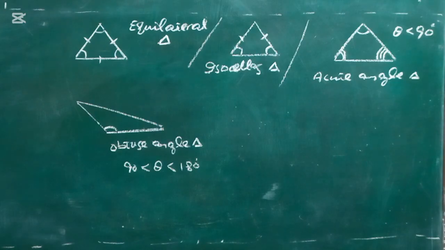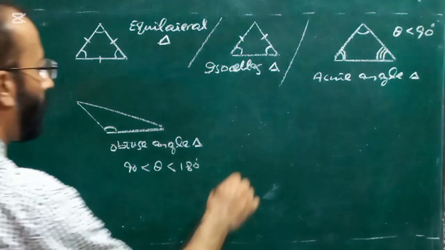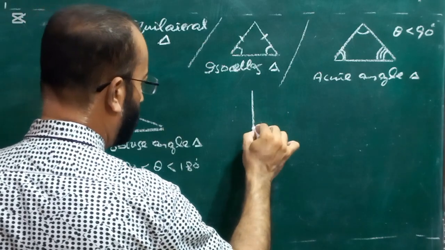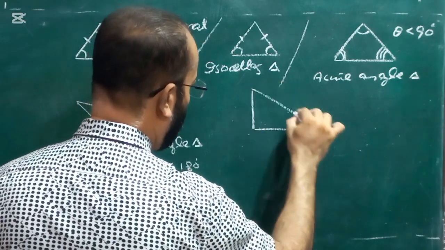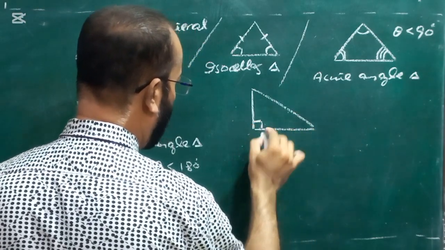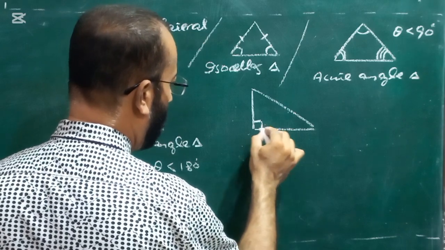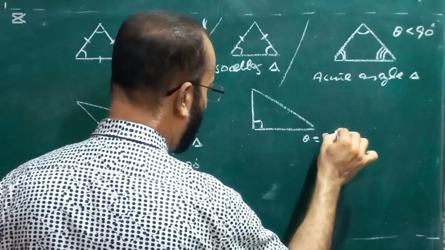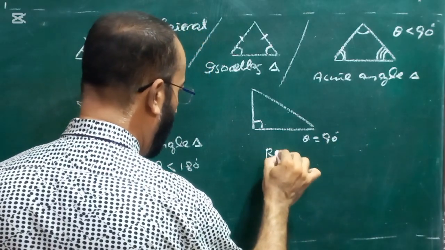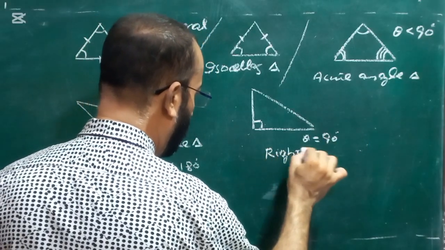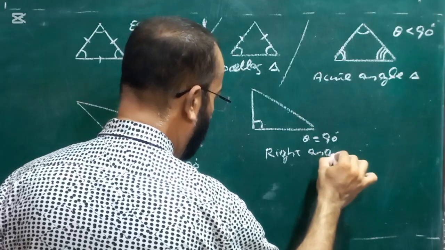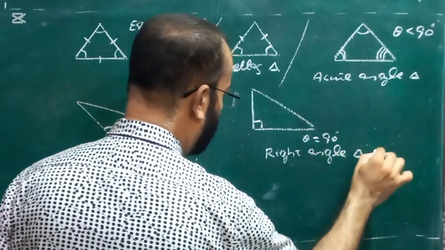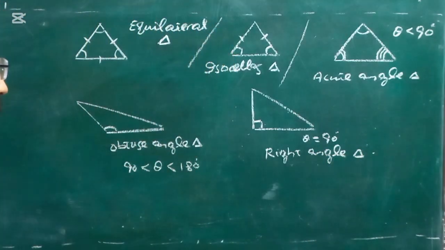The next type is a right angle triangle. A right angle triangle is a triangle in which one angle is 90 degrees. So this is called a right angle triangle. These are the types of some triangles.